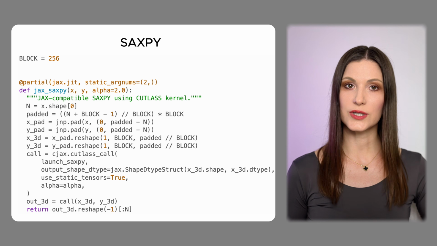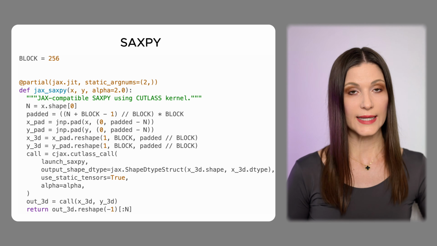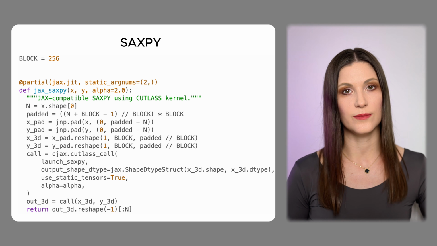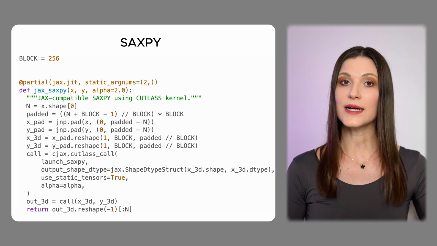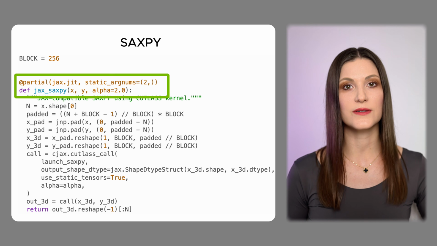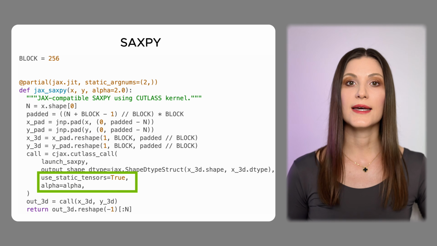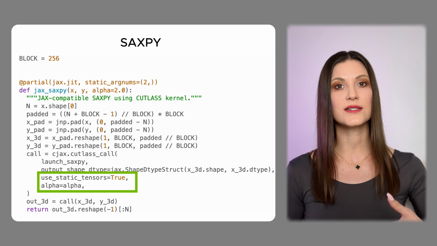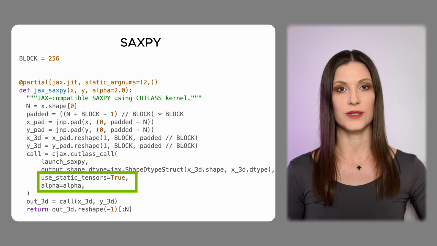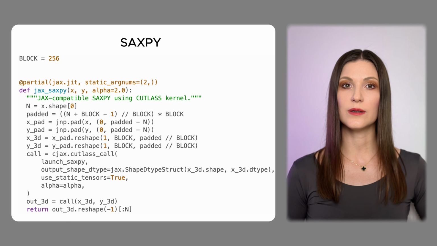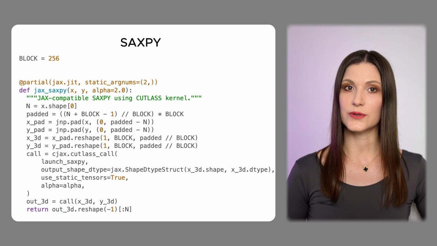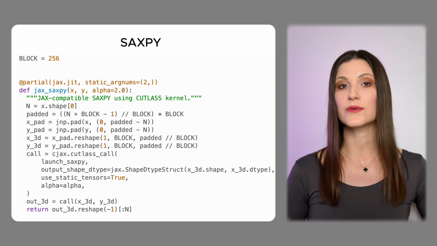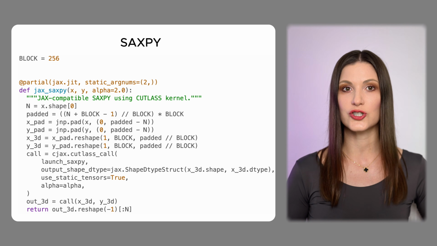For this demo, we treat alpha as a static argument. That means it's known at trace time and can be baked into the compiled code path. Practically, we do that by marking alpha as static in jax.jit and then passing it into the cutlass call as a keyword argument. This is a simple pattern, but it matters a lot. It lets you write kernels that take configuration parameters or constants without paying a dynamic dispatch cost.